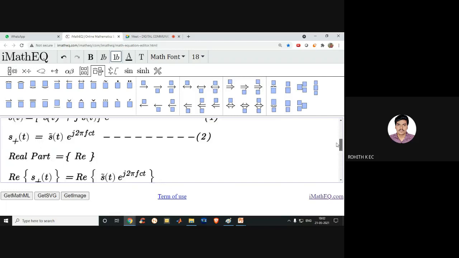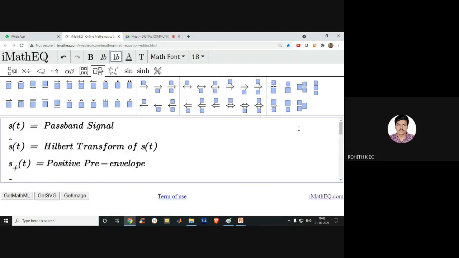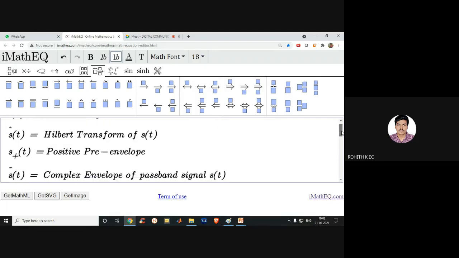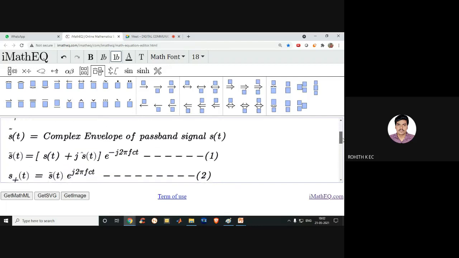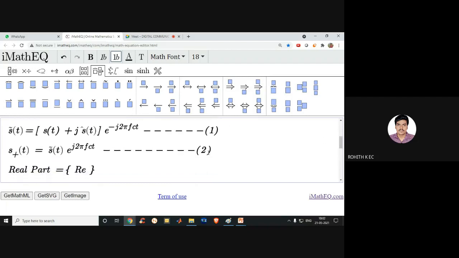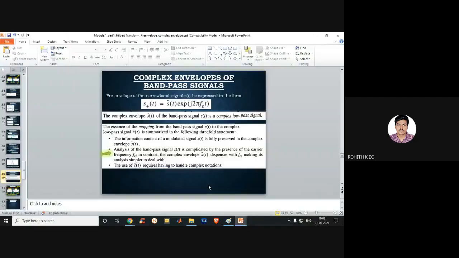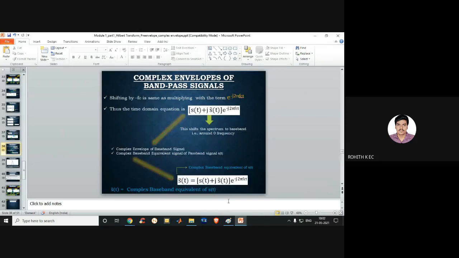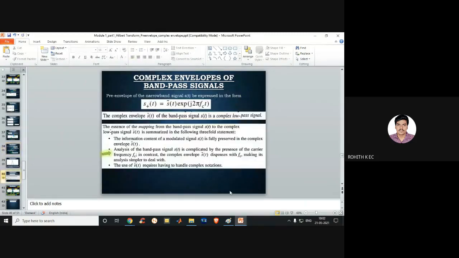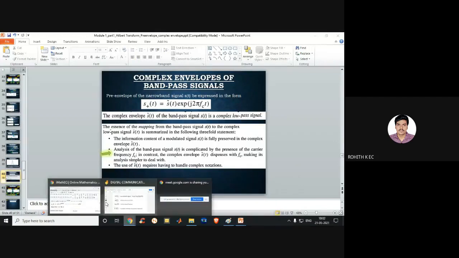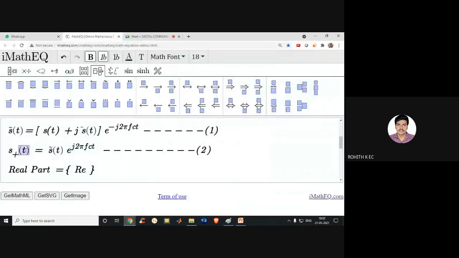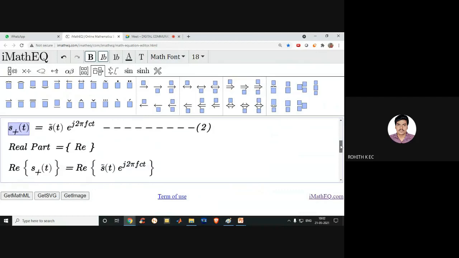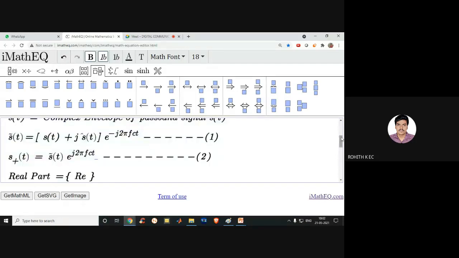So we started off by considering the equations of the passband signal, Hilbert transform, positive pre-envelope and complex envelope of the passband signal, s tilde of t. We had considered these two equations that we already discussed in the previous class, that is the complex envelope equation and the positive pre-envelope equation. What I'm interested in is the real part of your positive pre-envelope, so I'll write the real part of the positive pre-envelope s plus of t is equal to the real part of this equation.